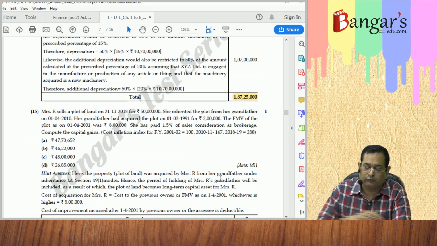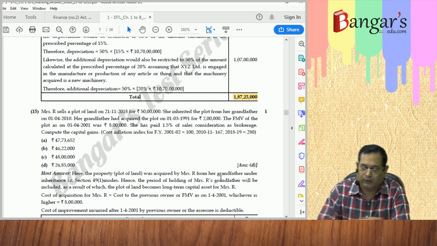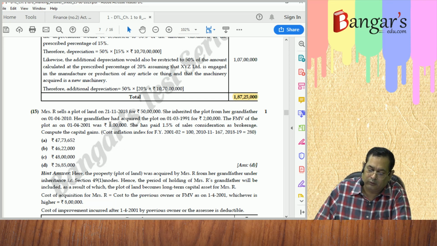Then here next question was relating to what? Miss R sells a plot of land on 21/11/18 for rupees 50 lakhs. She has inherited her plot from a grandfather on 1/4/10. Grandfather has acquired the same for 2 lakh rupees. Fair market value they have provided is 8 lakh rupees. And sales consideration is 1.5%.